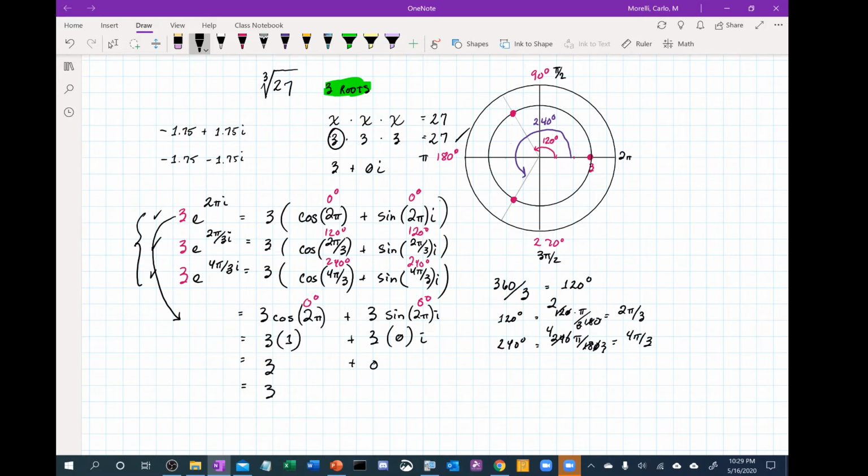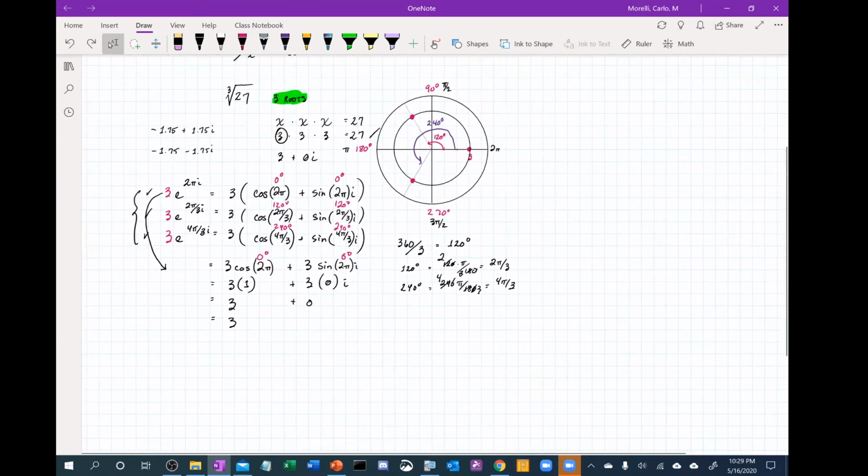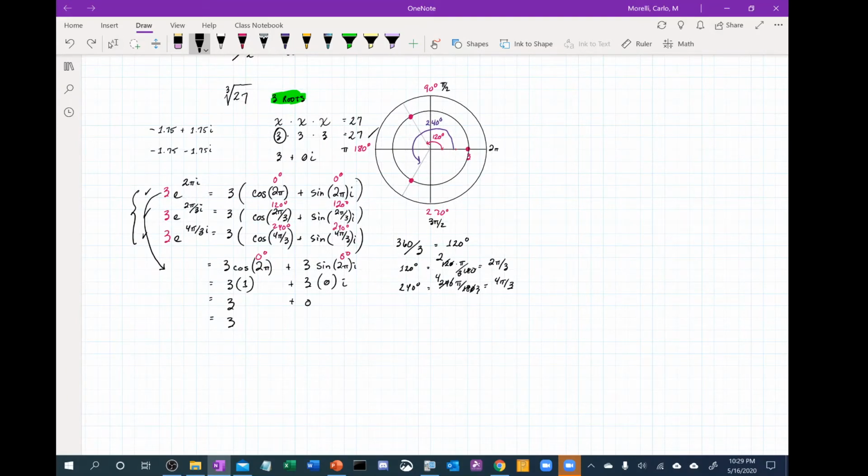So that first solution, even though it's got this cosine and sine, when you figure it all out, it's just a whole number. That's why that's a whole number. Okay, that's this solution here. So this was solution 1, and here it is, 3. Now we'll do the second one.